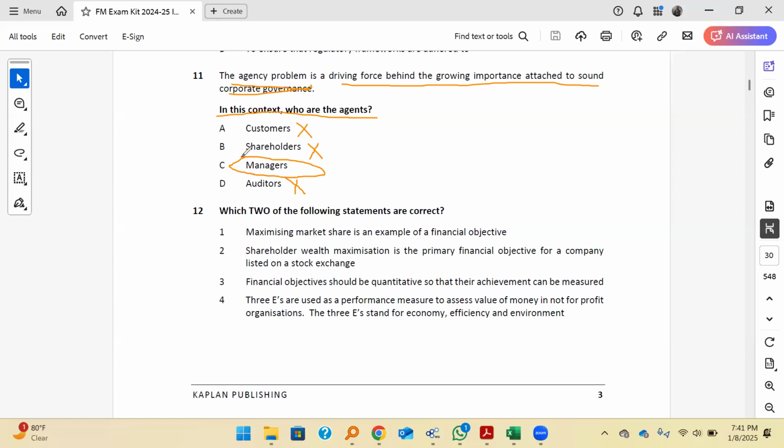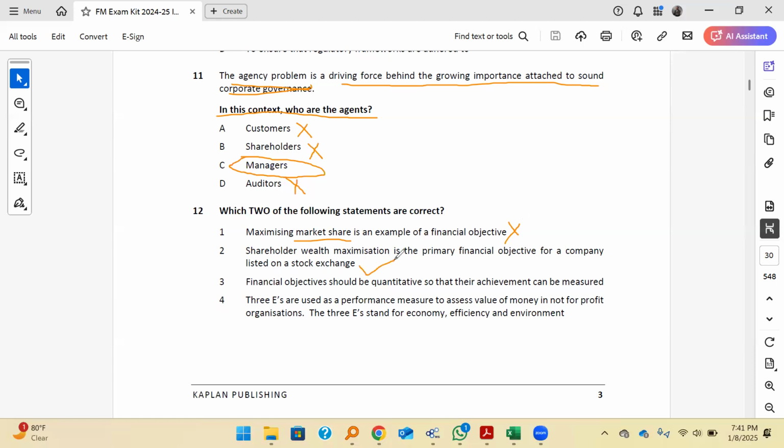Okay. Then which two of the following statements are correct? We have: maximizing market share is an example of a financial objective. We already talked about market share and said that it is not a financial objective. It is actually non-financial, so this is not going to be correct. Then: stakeholders' wealth maximization is the primary financial objective for a company listed on a stock exchange. And this is correct, okay?